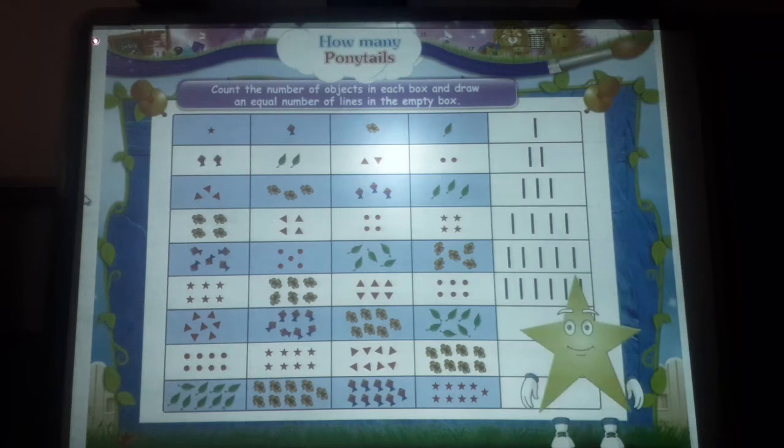Very good, Starry. Let's continue. Seven triangles, seven kites, seven flowers, seven leaves. Draw seven lines.